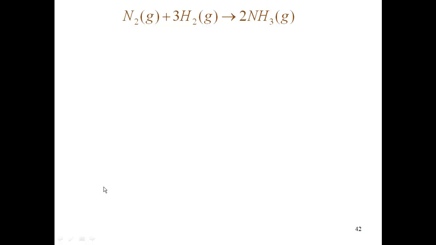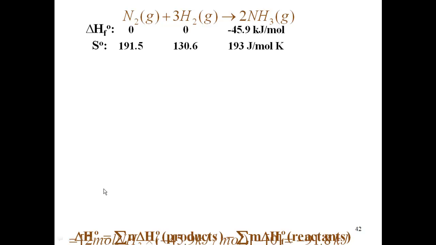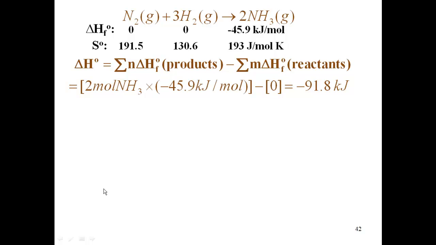So you take your reaction. You now do your law of summations. We do it for our delta HF, products minus reactants. I get 2 moles of ammonia times negative 45.9 kilojoules per mole of ammonia, so my moles cancel. That's my products. And I'm going to subtract my amount of reactants, which in this case was all 0. So it gives me a negative 91.8 kilojoules, which is an exothermic process. And that favors a spontaneous reaction.